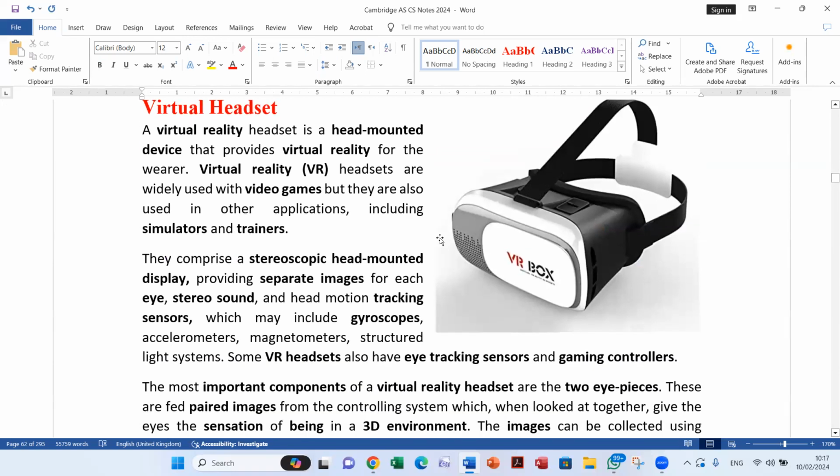Next, we have a virtual headset. A virtual headset, you put it on your head in front of your eyes. So probably there will be two screens in front of your two eyes, creating what is called stereo vision. When you look at a thing from two different angles, you see it three-dimensional, like reality. That is called a virtual reality headset. Okay? A virtual reality.